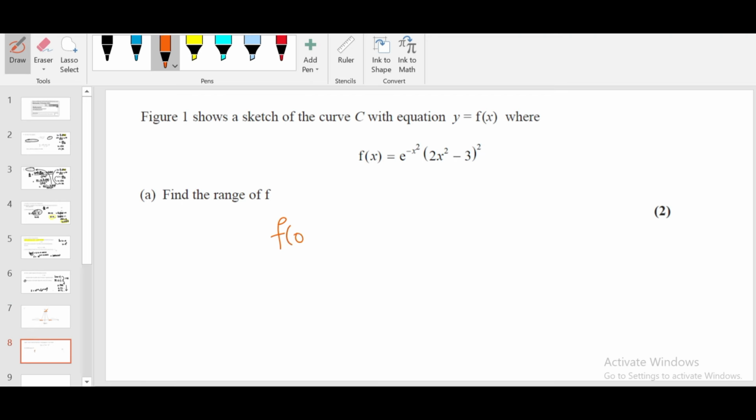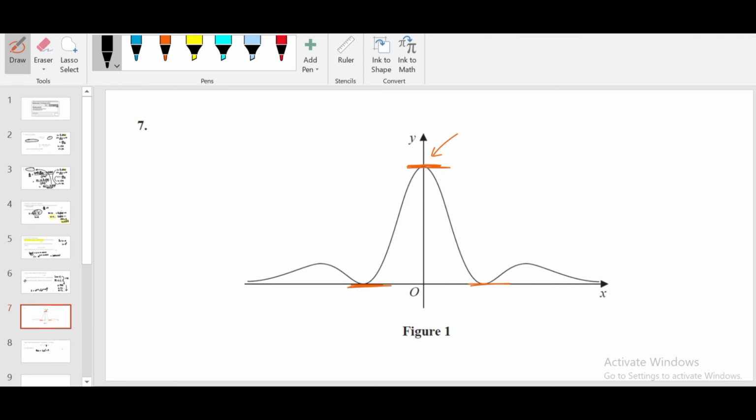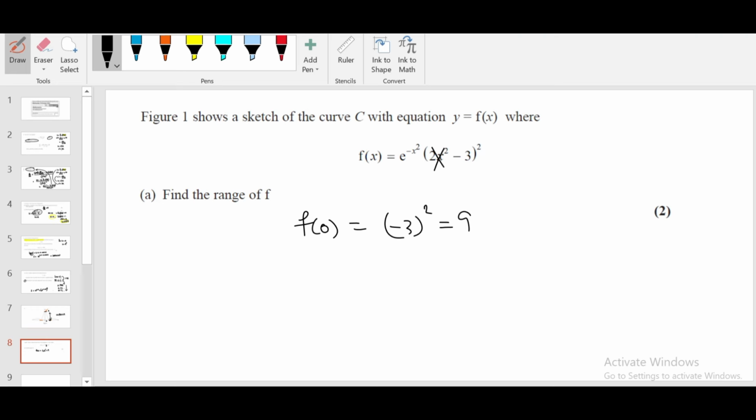So when you replace x by 0, f of 0 is equal to e to the power 0, which is 1, times 2 times 0 minus 3, whole squared, which is 9. So look at the graph, this is 9, this is 0, the function takes all the values from 0 to 9. Why did I put less than or equal to? The graph touches the x-axis, so it takes the value 0 and also the value 9. So the range is 0 is less than or equal to f of x is less than or equal to 9. So easy 2 mark question.